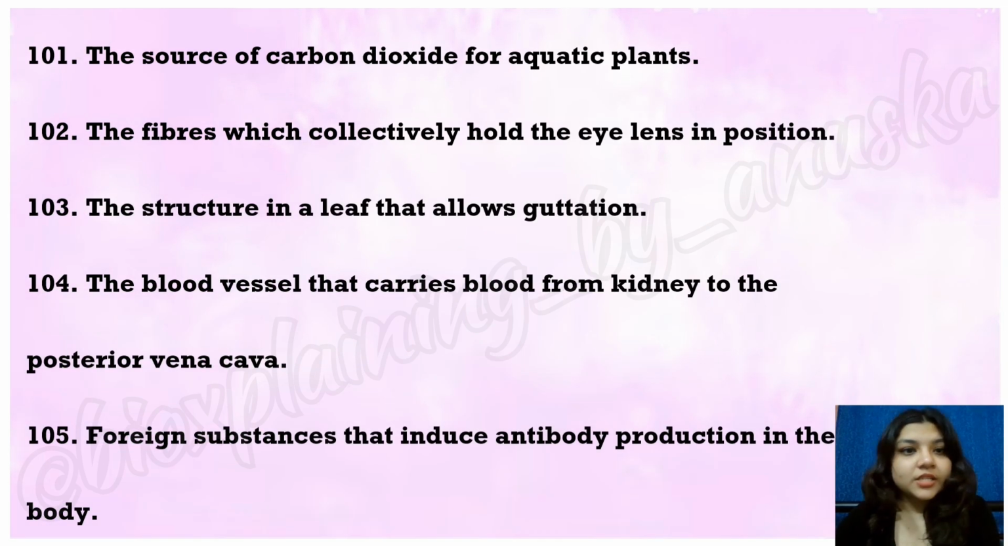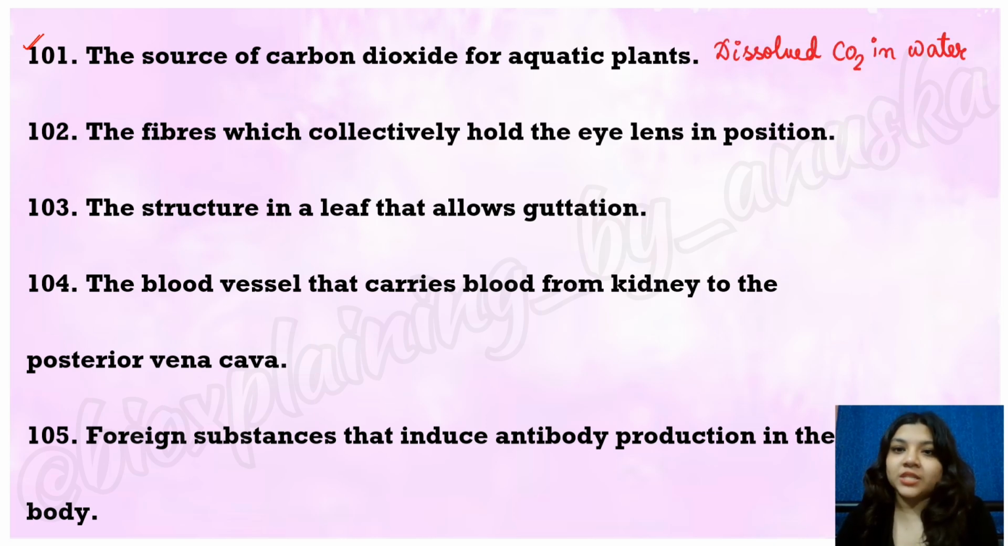Let's check the answers. 101. The source of carbon dioxide for aquatic plants. It is the dissolved CO2 present in water. Say there are a lot of aquatic animals present. Those animals will breathe out carbon dioxide. That carbon dioxide also gets dissolved in water. So the overall CO2 in water is the source of CO2 for the aquatic plants.